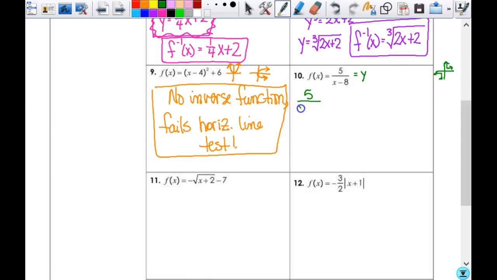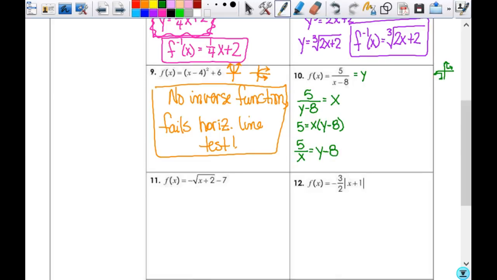5 over y minus 8 is equal to x. Okay, so then I'm going to multiply both sides by y minus 8. So I get 5 equals x times y minus 8. Got to put that in parentheses so I don't mess anything up. I'm trying to get y by itself, so I want to get rid of x. So I'll divide both sides by x. So that gives me 5 over x equals y minus 8.